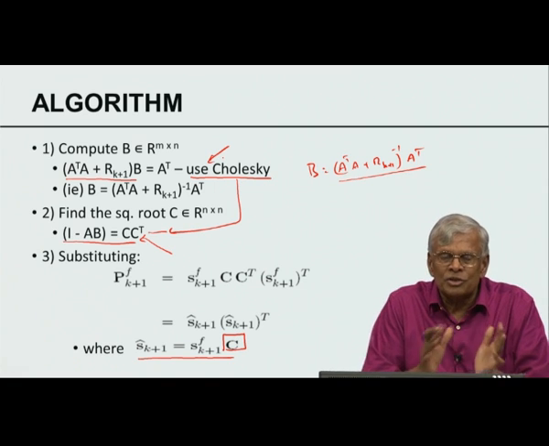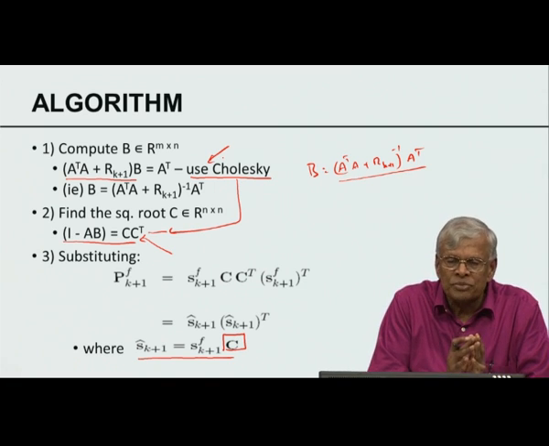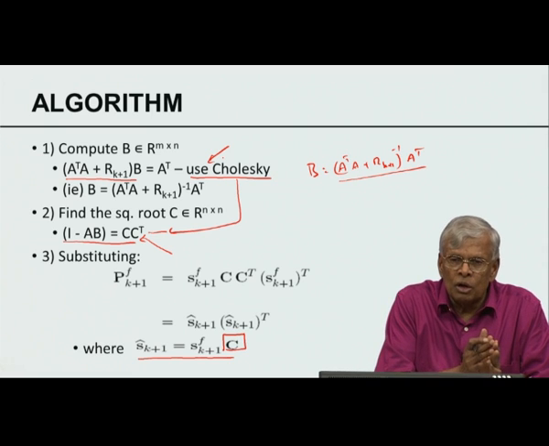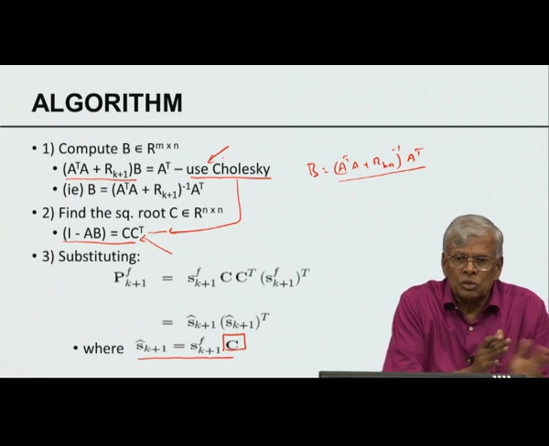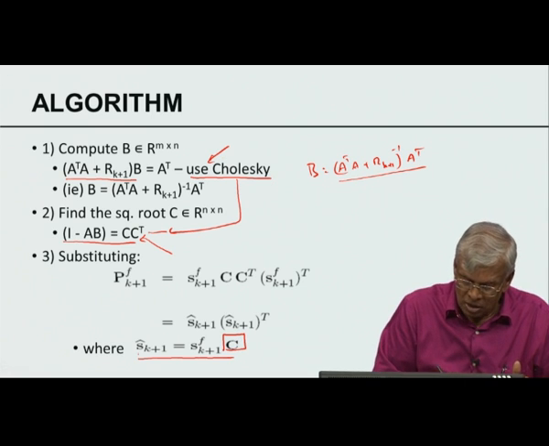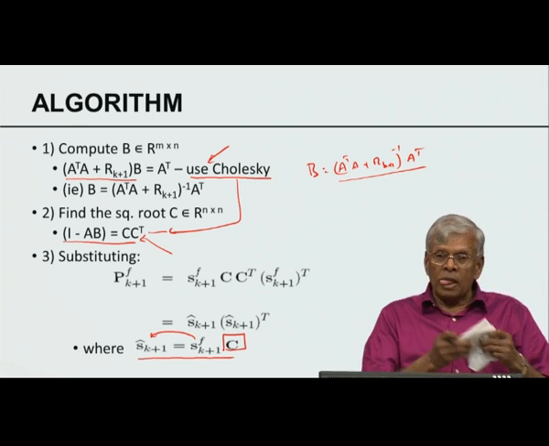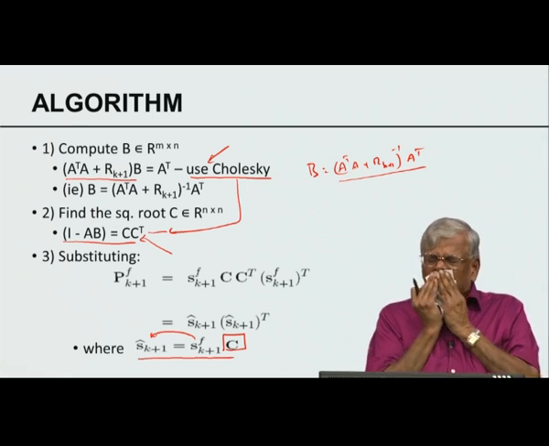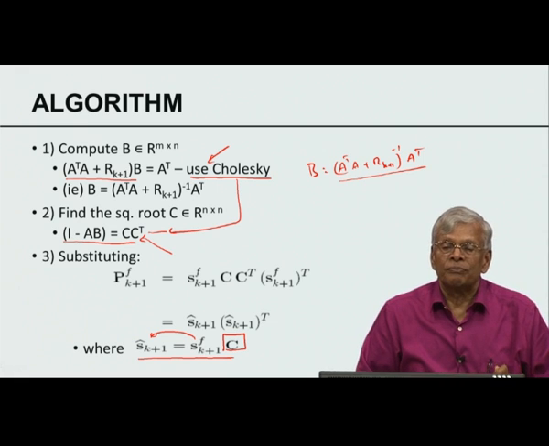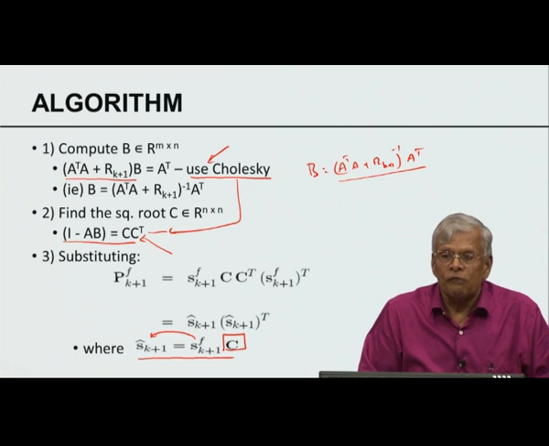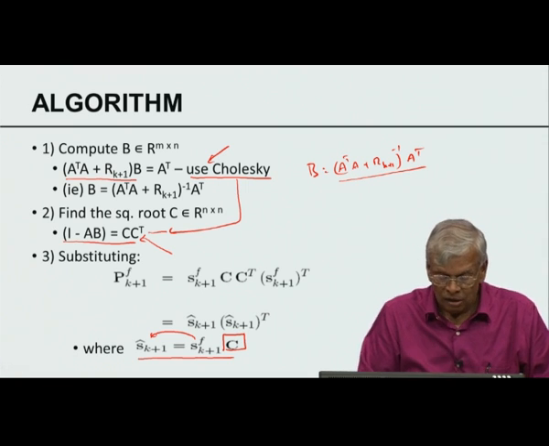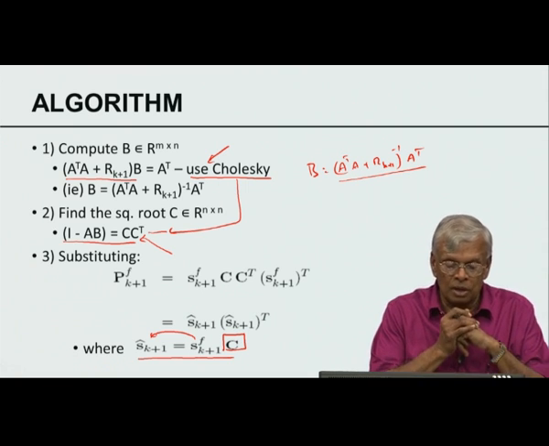So c, what does it do? It essentially transforms the forecast square root covariance matrix to the analysis square root covariance. So from forecast to analysis, the transformation is obtained by multiplying the forecast square root by c on the right, where c is obtained by solution of 1 and 2.